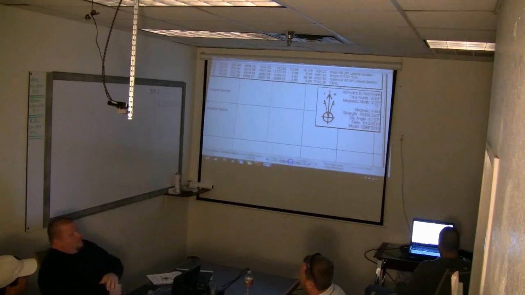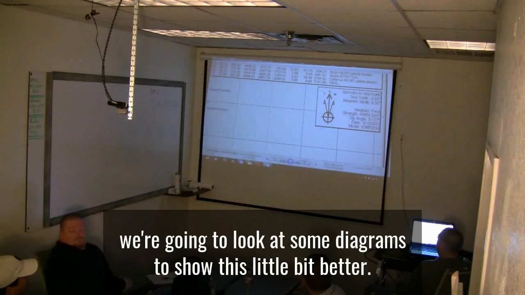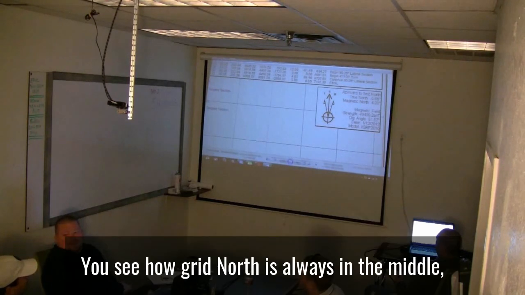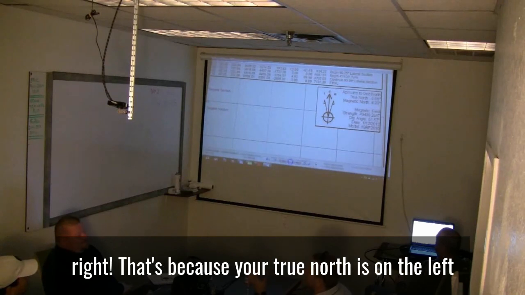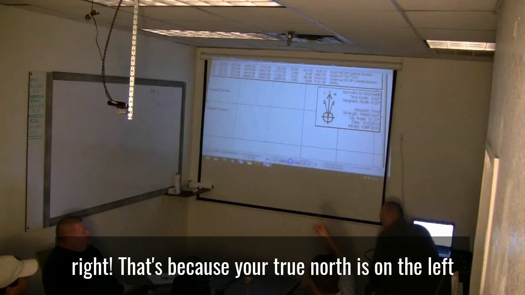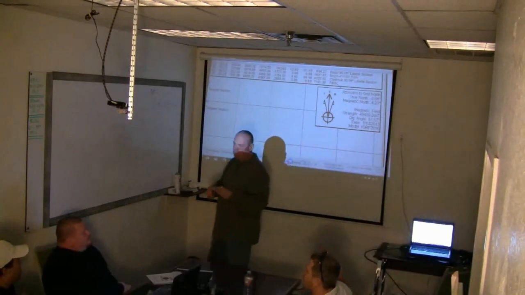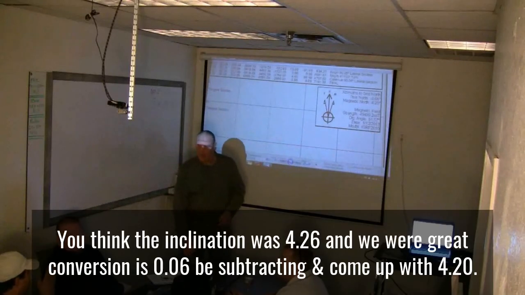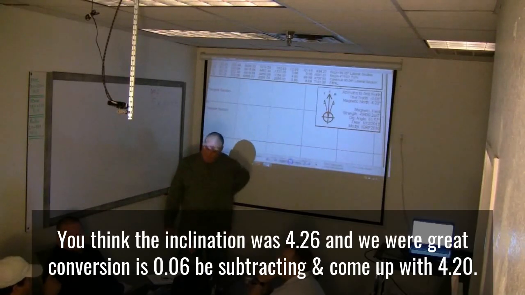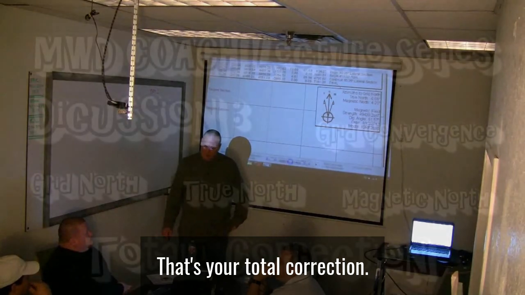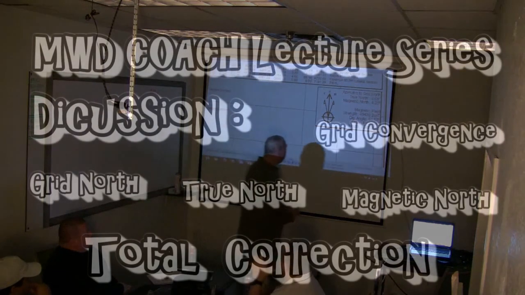We're going to look at some diagrams to show this a little better. You see how grid north is always in the middle? That's because your true is on the left. No, that was on the right. If they had subtracted one, it would have been 4.14. Your declination was 4.26, and your grid conversion is 0.06, so if you subtract, you come up with 4.20, that's your total correction. I believe that's how it was.